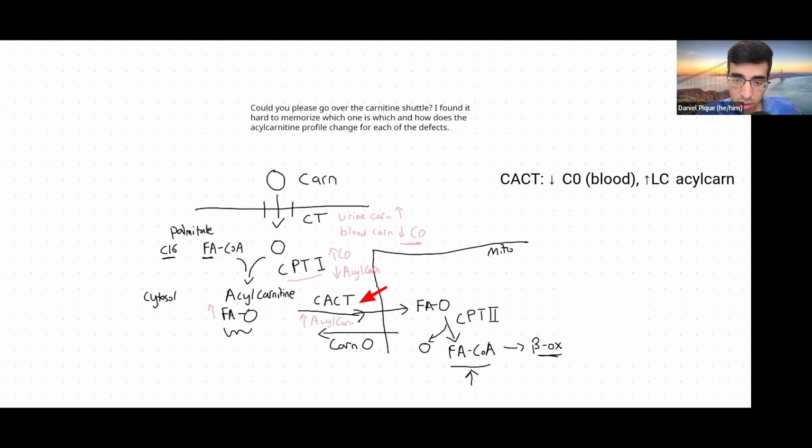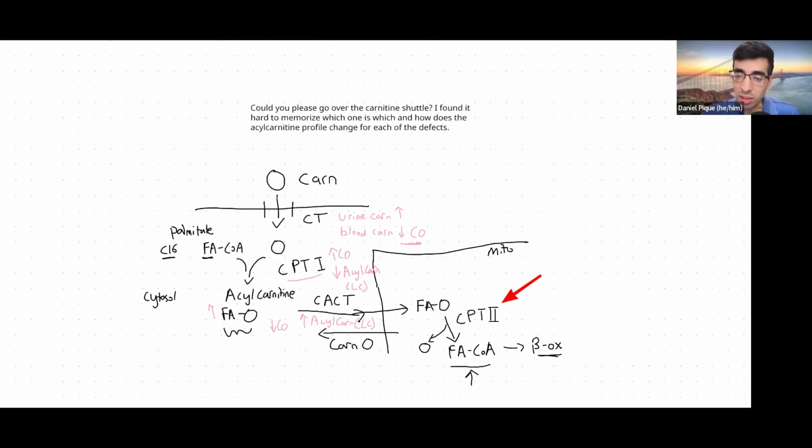We're just going to write here long-chain. We're talking about the long-chain acylcarnitines here. Because you're using up the carnitine to make the fatty acylcarnitine, the free carnitine levels, the C0, is going to be low. So it is exactly the opposite of what we see in CPT1. In CPT1, the C0 is high and the long-chain acylcarnitines are low. In CACT, the C0 is low and the long-chain acylcarnitines are high.